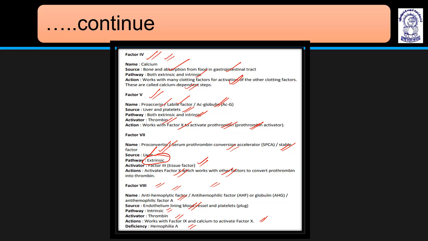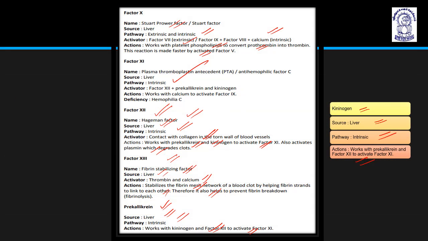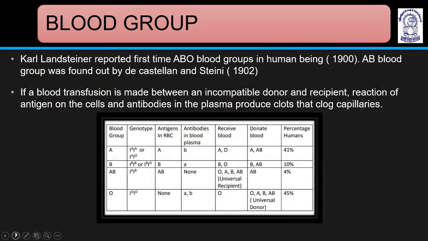Factor number 6 is unknown. Factor number 7, proconvertin or stable factor. Factor number 8, anti-hemophilic factor. The deficiency of factor number 8 causes hemophilia A. Then factor number 9, Christmas factor. Factor number 10, Stuart-Prower factor. Factor number 11, plasma thromboplastin antecedent. Factor number 12, Hageman factor. Factor number 13, fibrin stabilizing factor. And two other accessory factors, prekallikrein and kininogen.